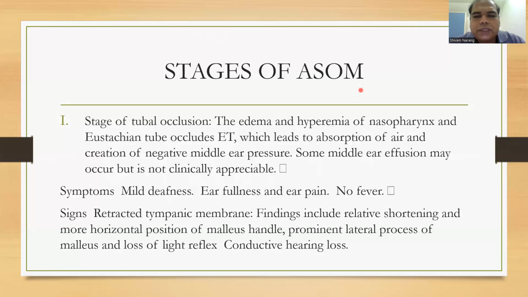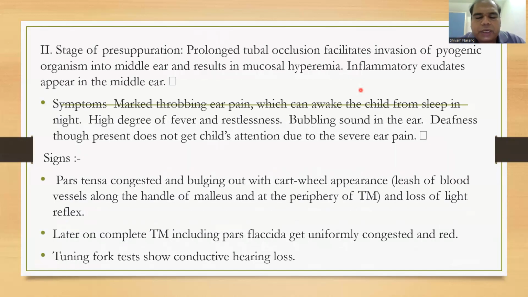otoscopic findings include relative shortening of the handle of malleus, horizontal position of the handle of malleus, prominent lateral process, loss of light reflex, and conductive hearing loss. Loss of light reflex is the first sign which we will get when there is retraction of the tympanic membrane or negative pressure in the middle ear. Second is the stage of presuppuration.